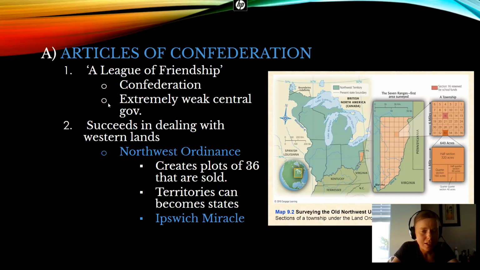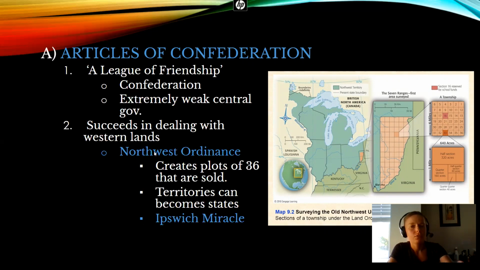But there are some things that happen under the Articles that are worth noting. It's not all completely bad. We do win the Revolutionary War while technically under the Articles of Confederation, so good on that. And it does set up a way to admit new states to the Union. This was done by several ordinances, but finally, the big one is the Northwest Ordinance of 1787.